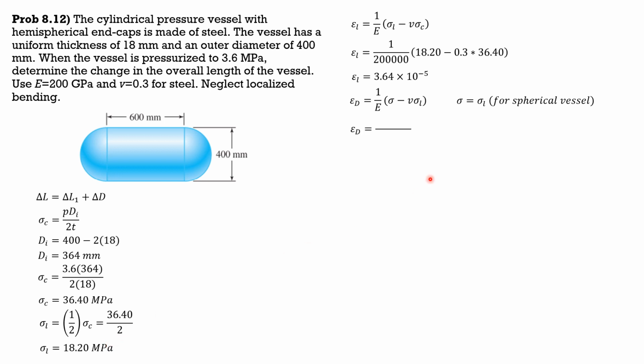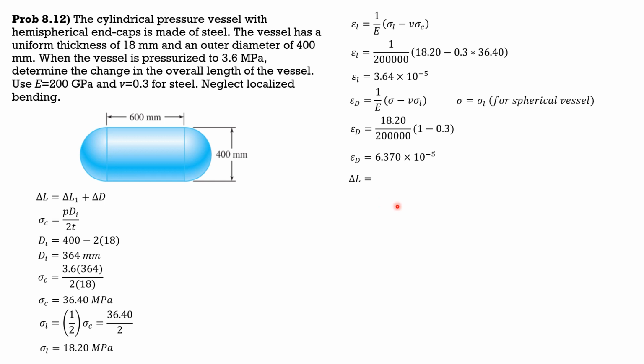18.2 megapascals. So factor out sigma, which is 18.2 over 200,000, then we have 1 minus Poisson's ratio of 0.3, because sigma is equal to sigma L and sigma L is equal to sigma C for a spherical tank, which is 18.2, or the longitudinal stress for the cylindrical tank. So the strain in the direction of the diameter is equal to 6.370 times 10 to the negative 5.